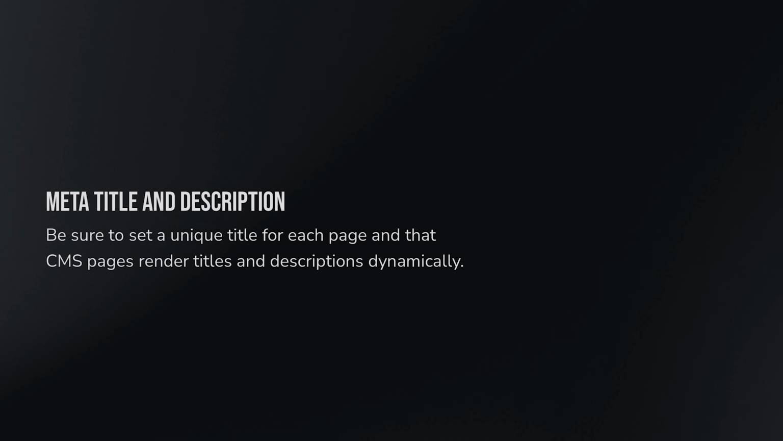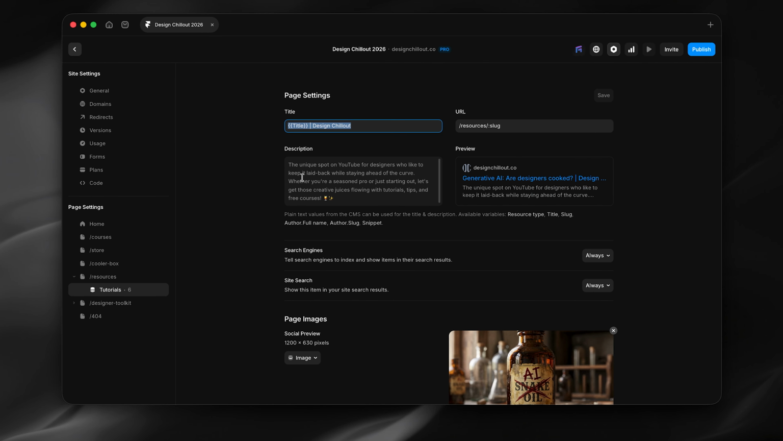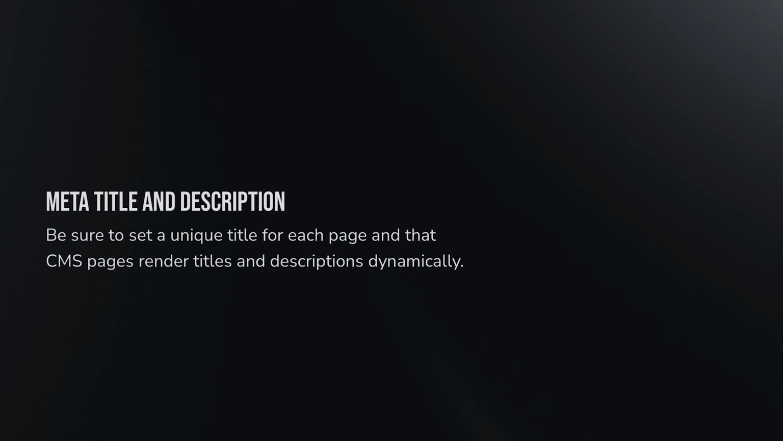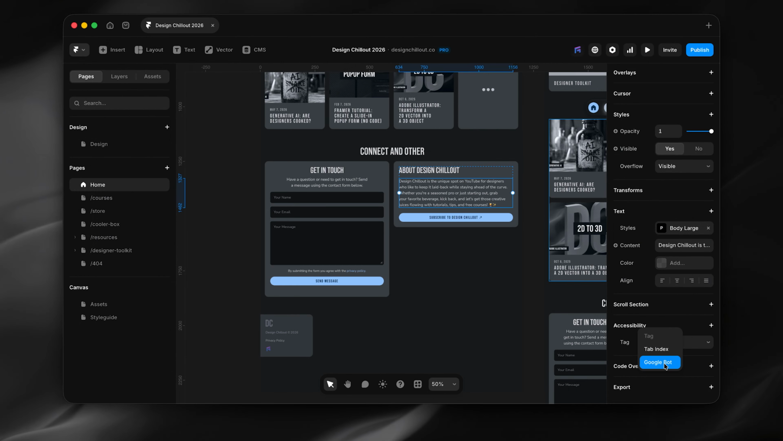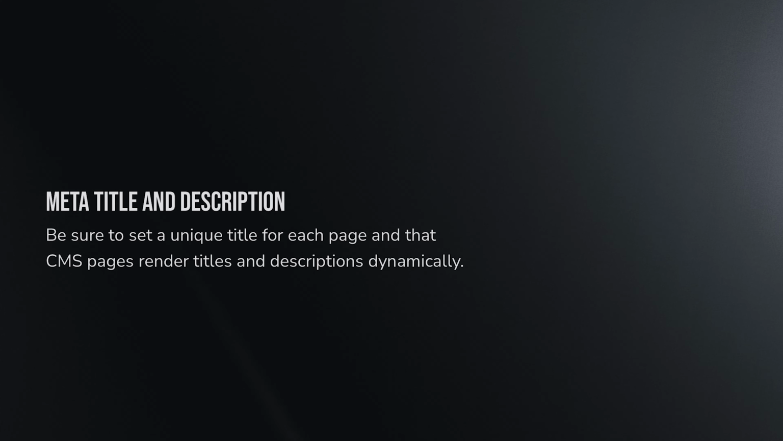Meta title and description. This refers to the title and description of a site-specific page or a site that appears in search results. This can be easily updated within Framer under site settings. Be sure to set a unique title for each page, and that CMS pages render titles and descriptions dynamically along with the image. If you purchase a template and hit publish without having these values, the placeholder values will be indexed by search engines. You can also prevent Google from automatically replacing your meta description with on-page text, and you can do so by using the data-nosnippet tag for the text block. Once published, you can use the Meta Check Framer tool to view the results.